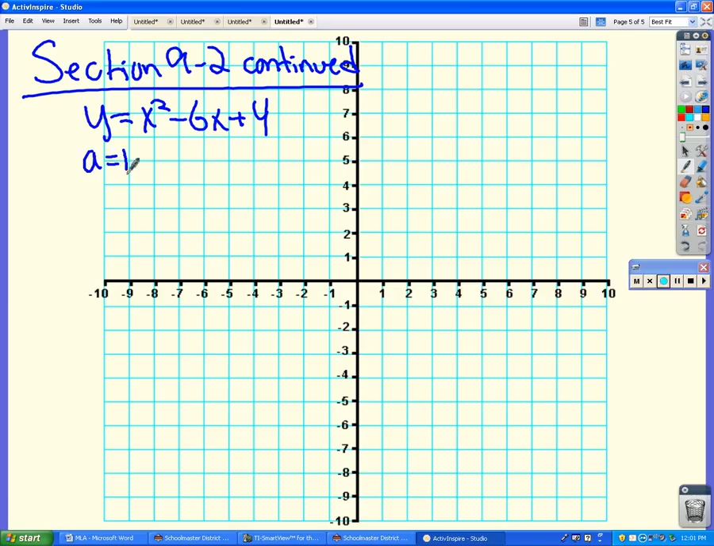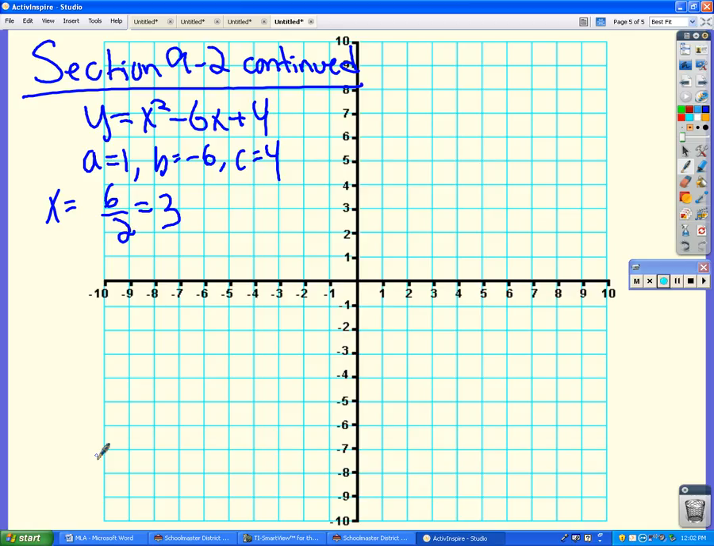We said A is 1, B is -6, and C is 4, correct? So then to find the x coordinate of the vertex, we have to go the opposite of B. So in this case, the opposite of -6 is 6. Divided by 2 times A, what's 2 times 1? 2. And that gives you 3. So the x coordinate of my vertex is 3.